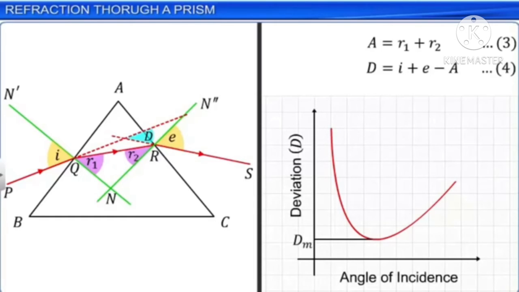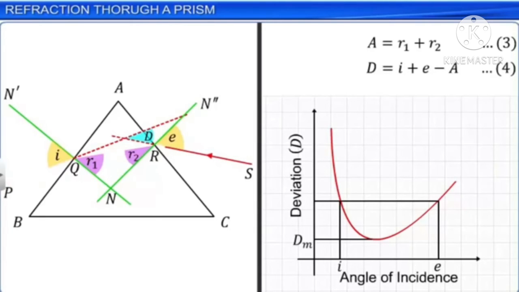These two angles correspond to I and E. That means, if one is the angle of incidence, the other will be the angle of emergence. Interchanging I and E does not make any difference to the value of deviation d. If PQ is the incident ray, then RS is the emergent ray, and if light enters the prism along SR, it emerges from the prism along QP.